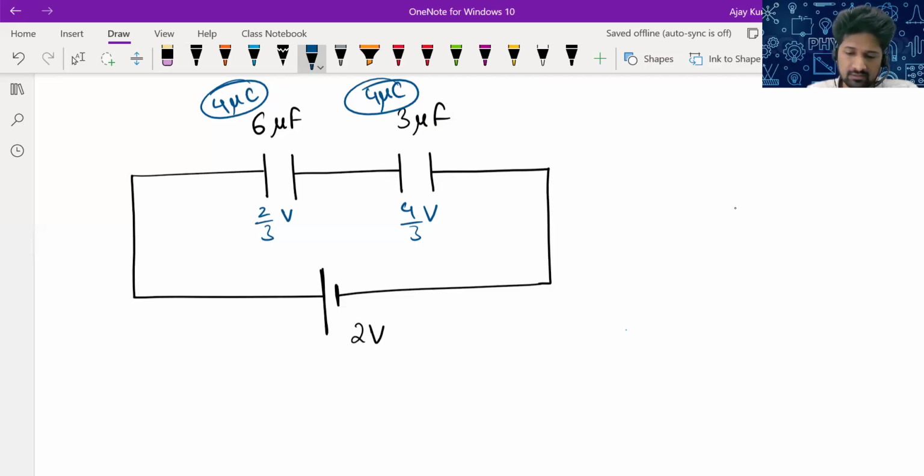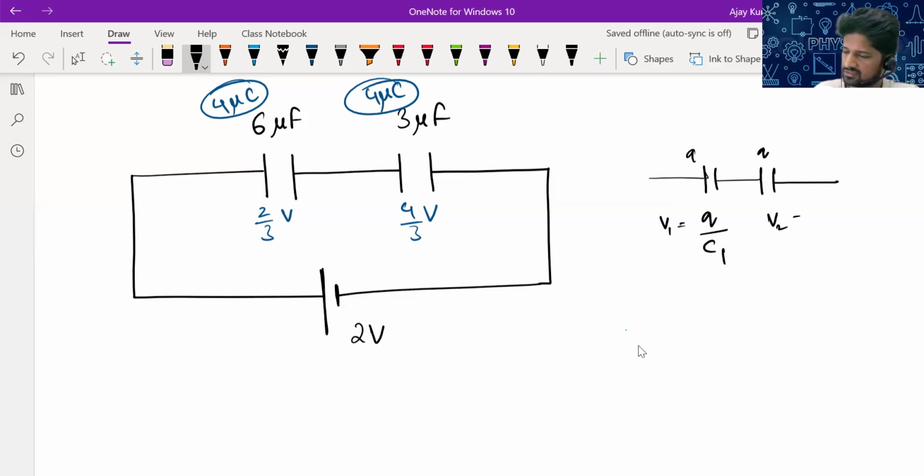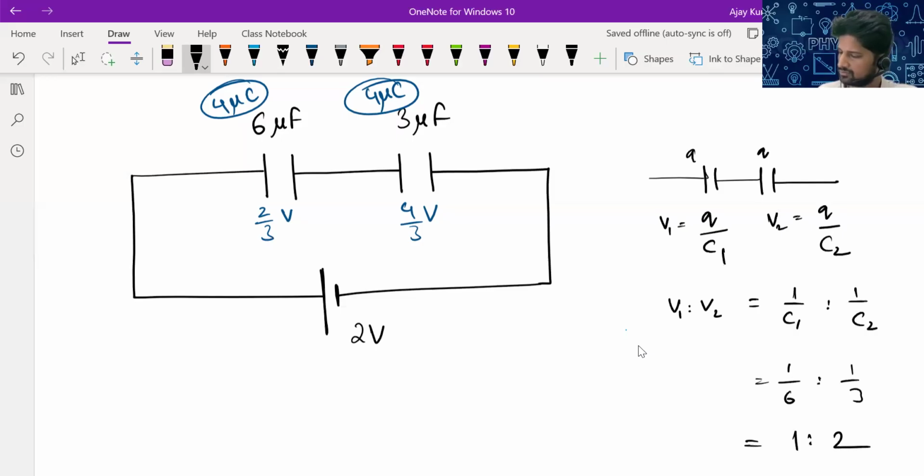Can you tell how the division of volts that you took? Did you understand that it should be divided in the ratio 2 is to 1, 1 is to 2? Because it is inversely proportional to capacitance. V1 will be Q divided by C1 and voltage across the second one will be Q divided by C2. So the ratio in which you give the voltages is 1 by C1 is to 1 by C2. That is 1 by 6 is to 1 by 3, which is 1 is to 2.